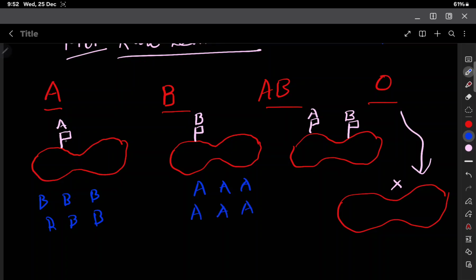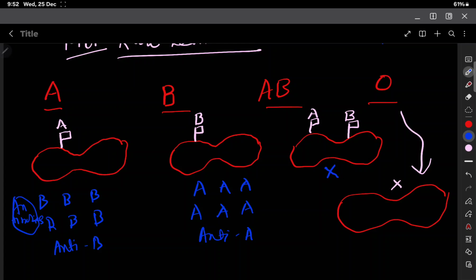So, we can say that A is having an army for B, and B is having an army for A. These armies are called antibodies. For B, it contains anti-A antibodies, and for A, it contains anti-B antibodies. While AB is not having any type of army because it is having both the flags, so it does not need any type of army.